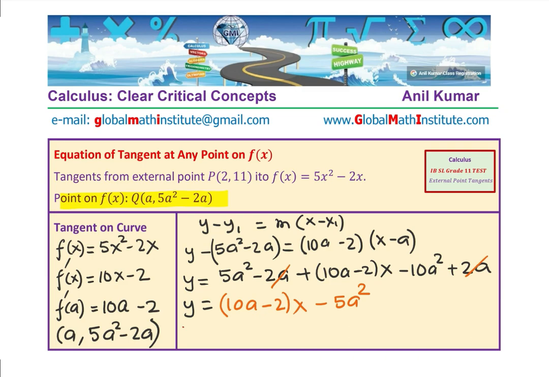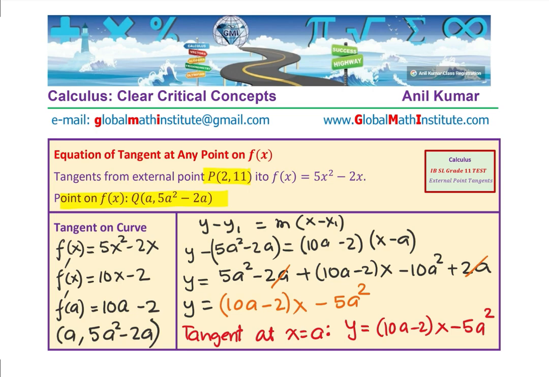So we get the tangent equation at x equals a, right, is y equals 10a minus 2 times x minus 5a square. Perfect. So we have this tangent equation. Now what is special? This tangent passes through the point 2, 11. If I substitute 2 and 11 for x and y, I'll get the value of a, right? So specifically, I have now worked out the equation of the tangent, which is also passing through the external given point 2, 11.